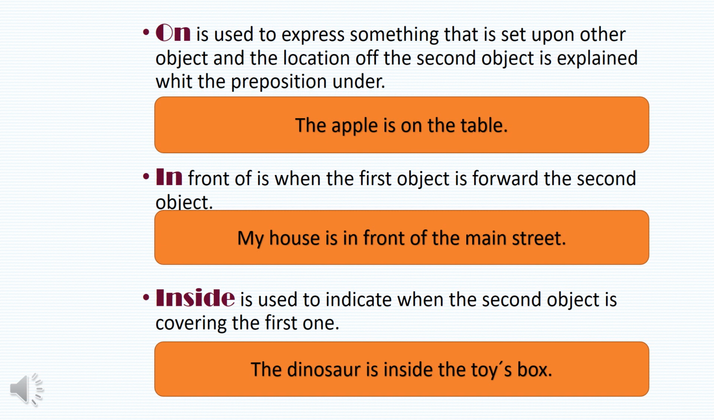On is used to speak about an object that is on the surface of another one. In implies an object is inside another. Meanwhile, inside specifies that the second object is bigger and is covering the first one.